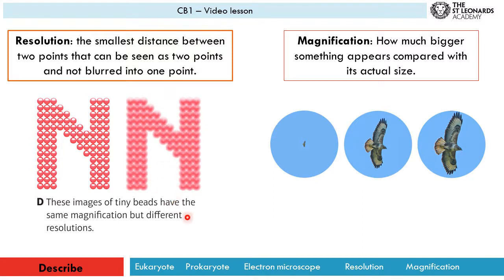The other word you need to be familiar with is magnification. Magnification simply means how much bigger something looks compared to what it actually is. So this picture of a bird of prey here, looking at a long distance, under a low magnification, it looks quite small. If we increase the magnification, it looks a lot bigger.